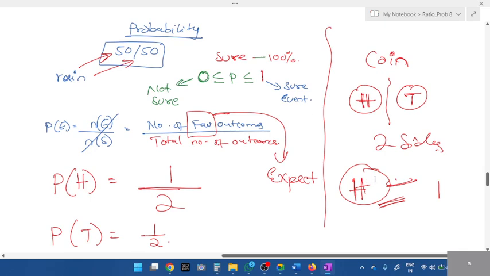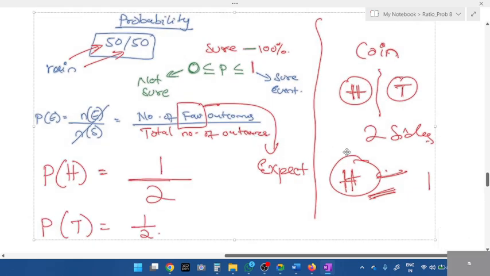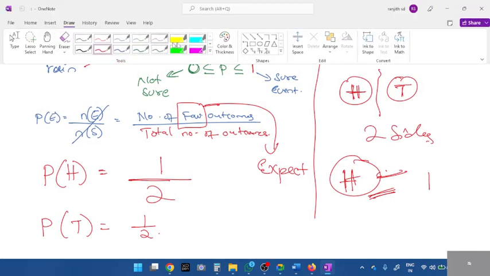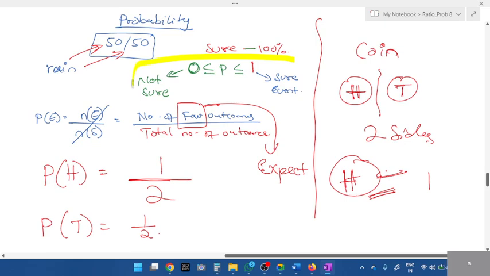All of you understood probability? Yes. Just make a note of these two concepts, students. See the yellow ones. 0 stands for an impossible event, 1 stands for a sure event, and probability lies between 0 and 1. This formula and these two formulas. Complete, copy it. We'll start solving questions.